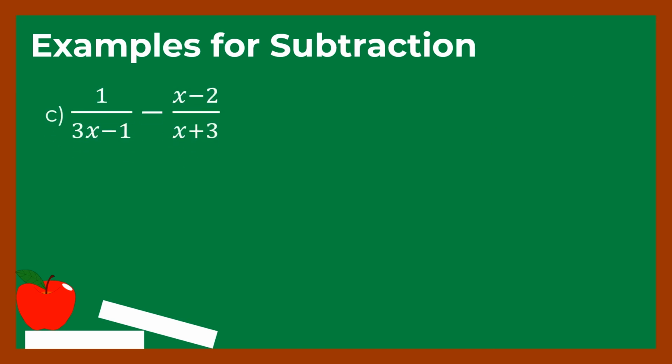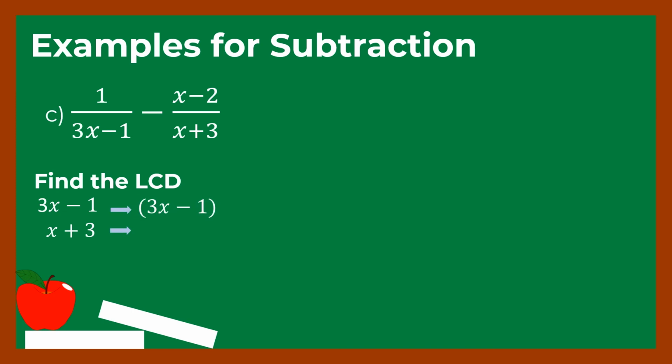Next, we have example letter C. 1 over 3x minus 1 minus x minus 2 all over x plus 3. So again, we will find the LCD. So we will list the factors of the denominators. So we have 3x minus 1 at saka x plus 3. So yung factors ni 3x minus 1 is 3x minus 1. And then yung factors na x plus 3 is x plus 3.